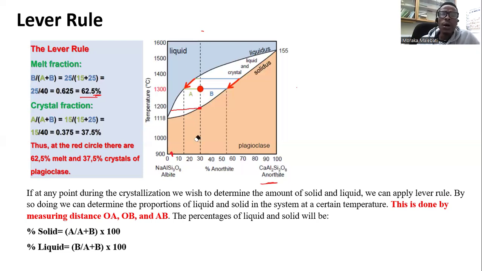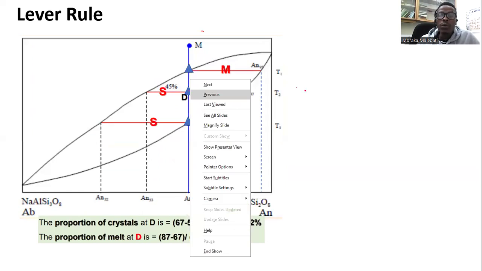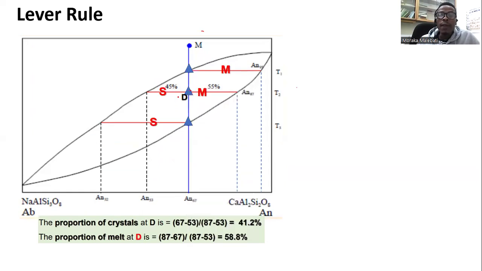So we move now to apply all these things. I hope now you understand. This is for you to practice again: if you are somewhere here, then you can apply the lever rule, and you find that the proportion is between 45% and 55%. That's the proportion of the solid and the liquid.